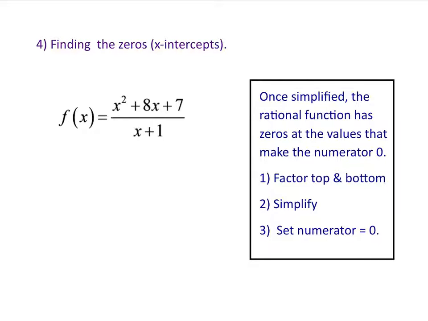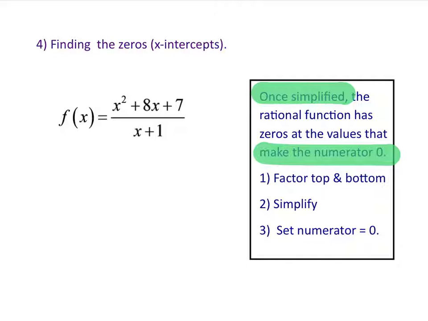Now let's look at finding the zeros, also known as x-intercepts. So once simplified, we need to simplify our rational expression first, or our rational function. The rational function has zeros at the values that make the numerator equal to 0. So now it is a little bit different because we want to set the numerator equal to 0, not the denominator. So again, x-intercepts would be setting the numerator equal to 0, but excluded values is when we set the denominator equal to 0. So let's take a look here at this first example.